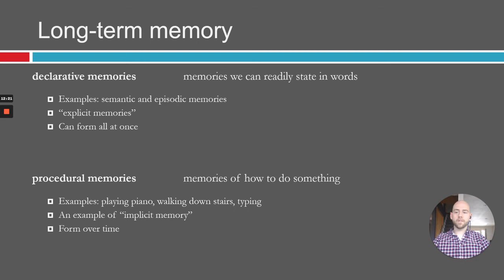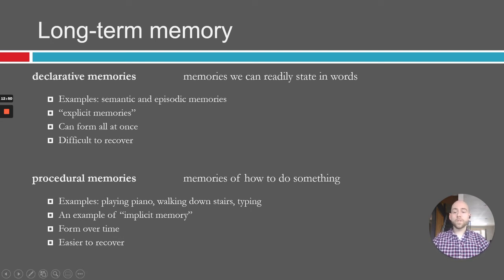Declarative memories generally are going to be things that you learn all at once. Either you remember something that happened to you immediately, or you remember a fact that someone just told you. But procedural memories are going to build up over time. Your ability to play piano doesn't happen in a moment or a day or even a year. It's something that happens with practice, something we maybe would refer to as muscle memory. That's something that builds up over a long time.